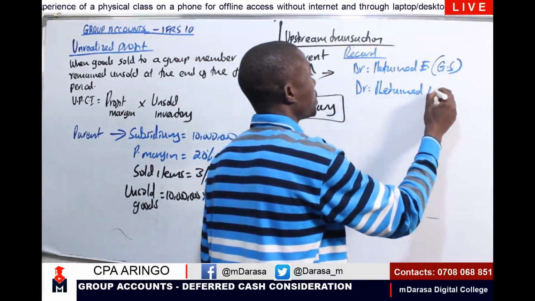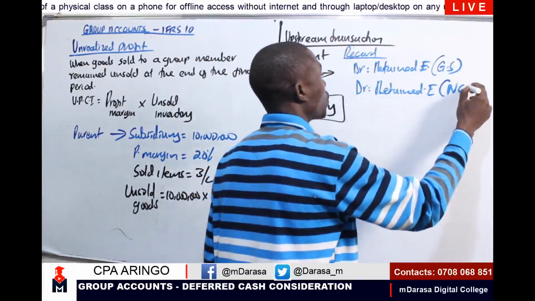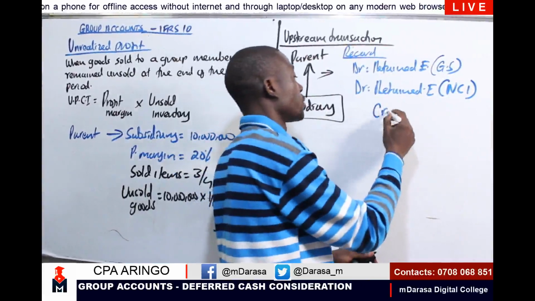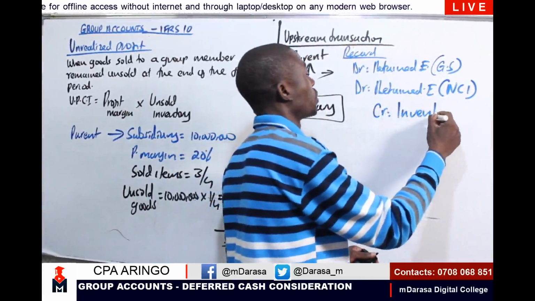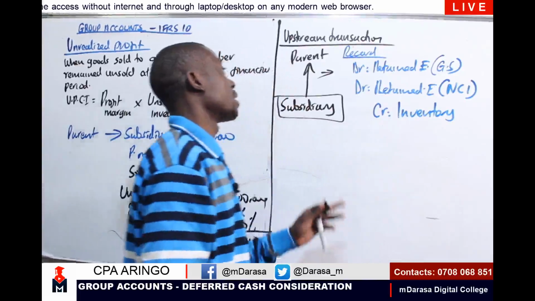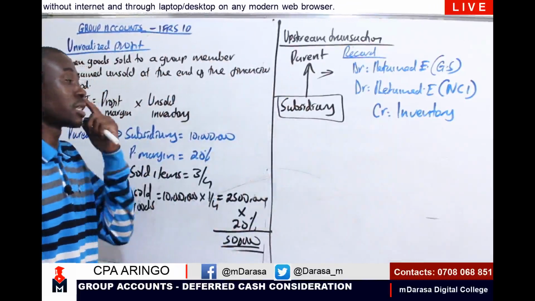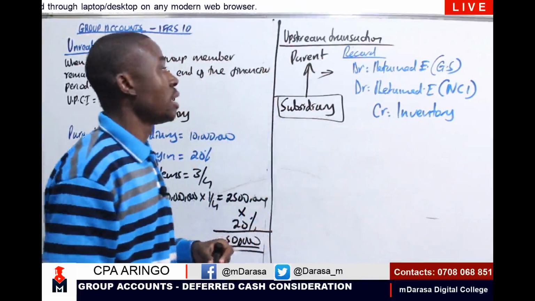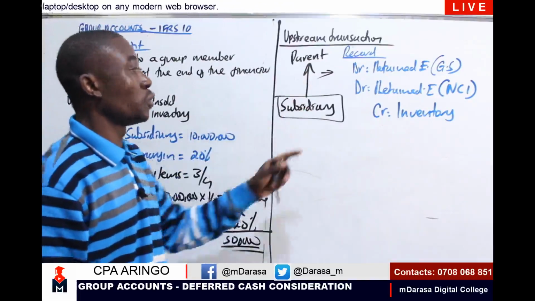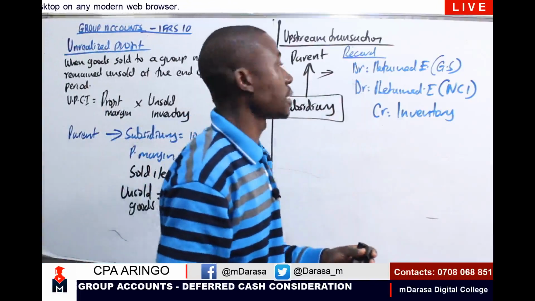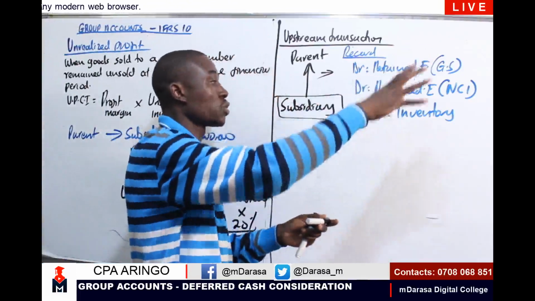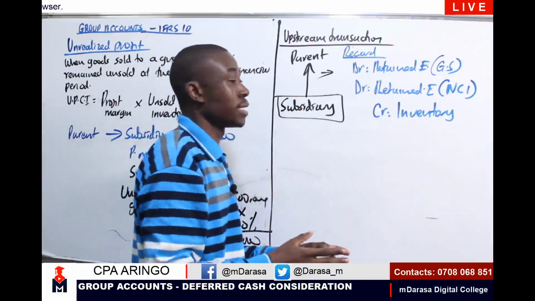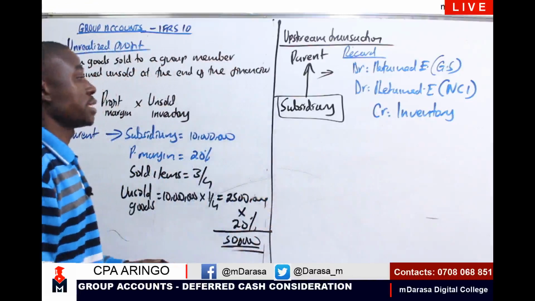And again, we debit our retained earnings under NCI, non-controlling interest, with the NCI share. Then, of course, you're going to credit our inventory. These are differences that I want us to understand, my good students. To record our upstream transaction with the UPS, we debit retained earnings of the group with the group share, and we debit retained earnings of NCI with the NCI share.